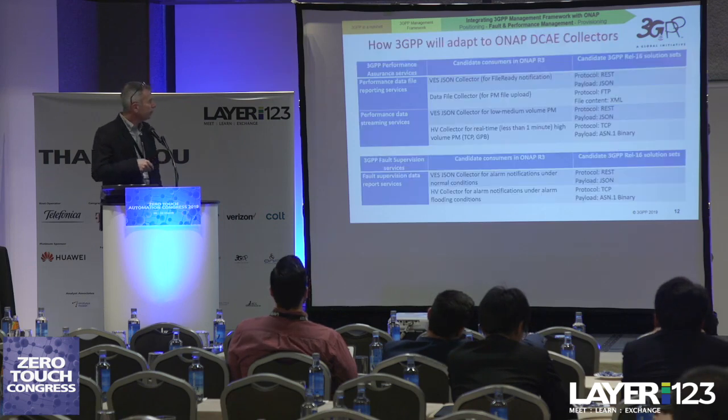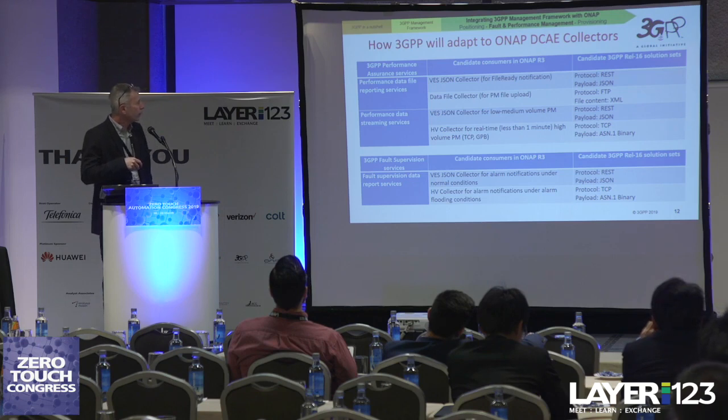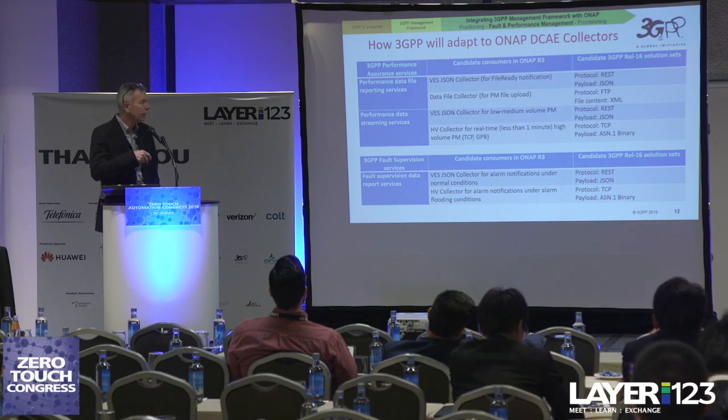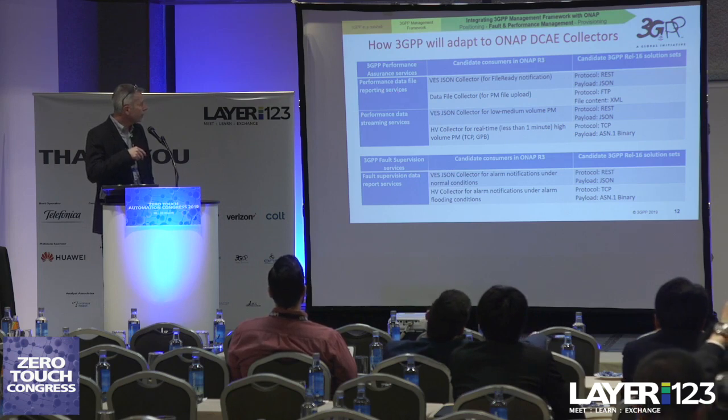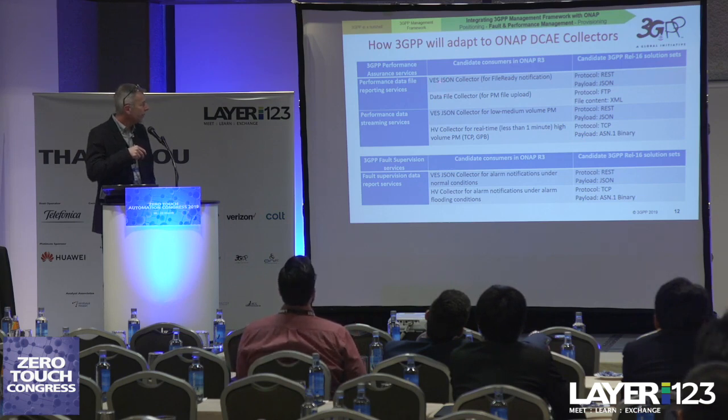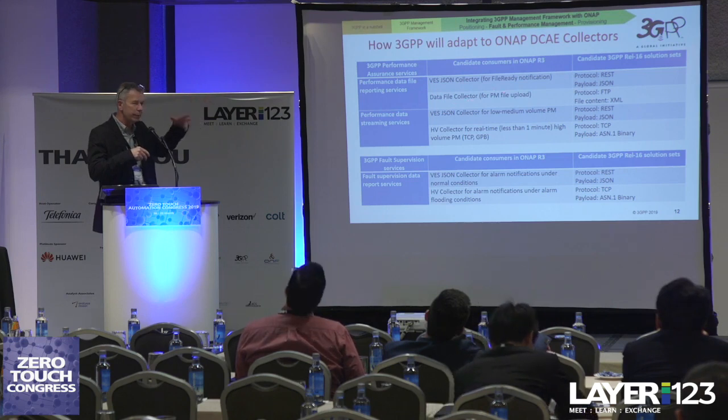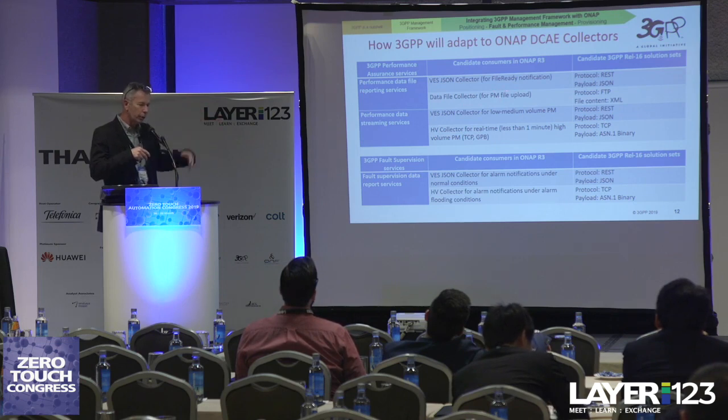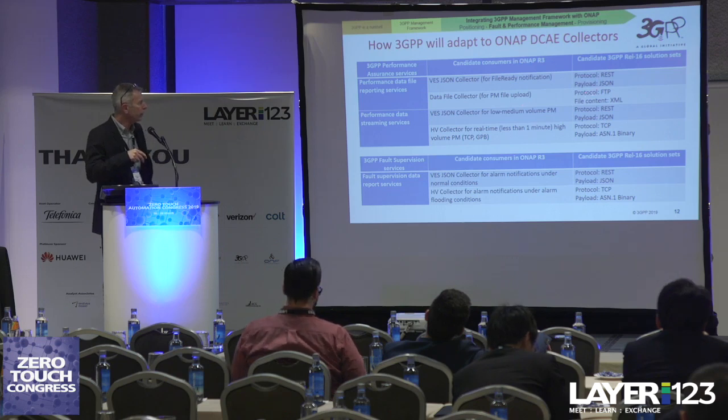In this table we try to summarize what they have in ONAP and what we are going to do in 3GPP for the convergence with them. On the left-hand side, for performance data file reporting, there are two kinds of collectors involved in ONAP. The VES JSON collector is just to say, I have a file which is available, you can just go and take it. So it's a very simple notification. Then the data file collector will fetch this file from some FTP server and get it. So no problem, this is done more or less already.